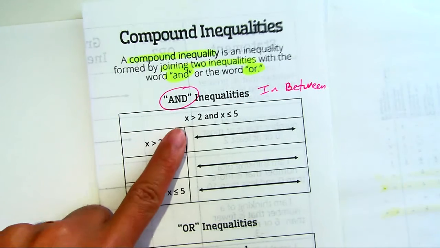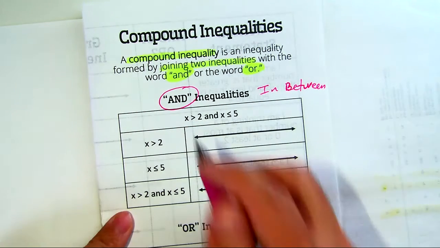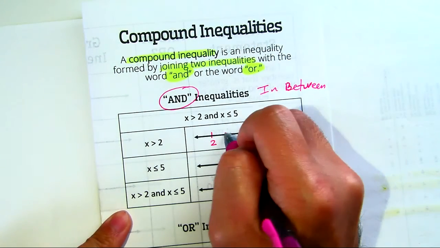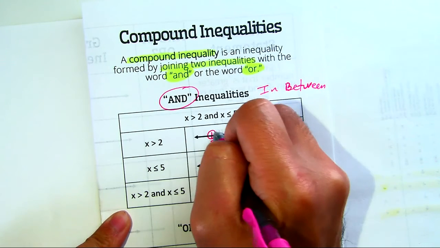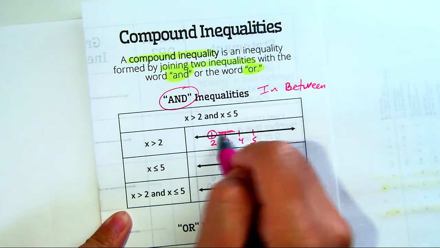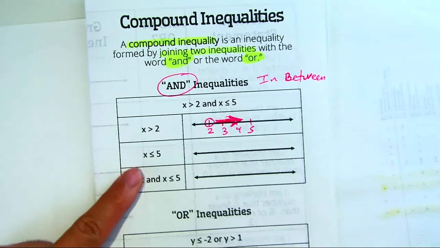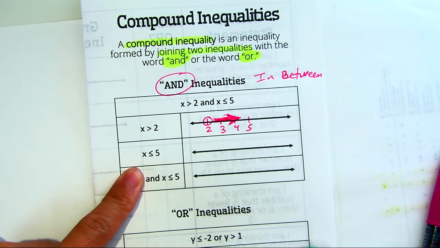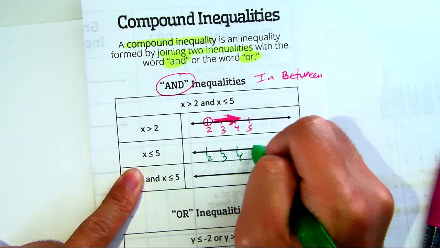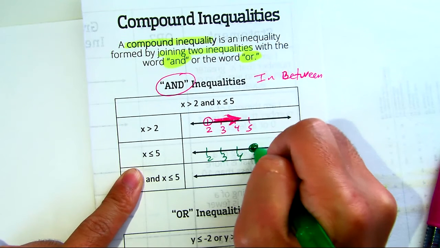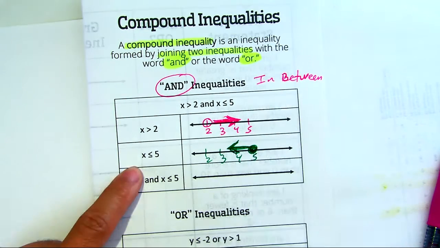Right. So let's begin with this example. First we have x greater than 2. Let's say we have a 2 here, 3, 4, 5. X greater than 2, we will go to the right. Next one, x less than or equal to 5. Here is a solid. It goes to the left.